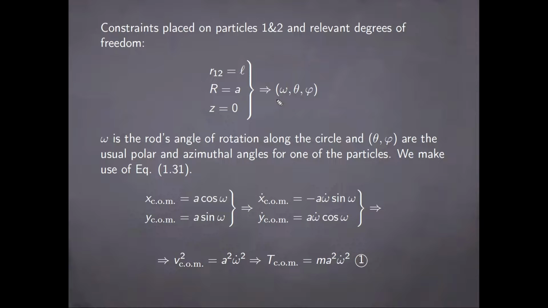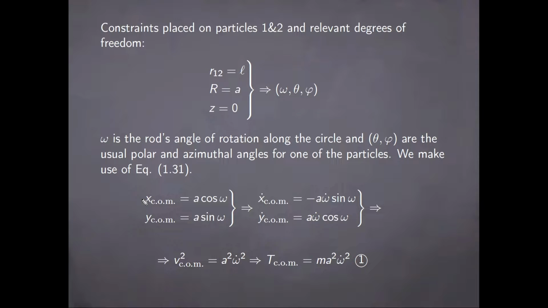As such, the degrees of freedom are the three angles listed here, with omega being the rod's angle of rotation along the circle, and theta and phi are the usual polar and azimuthal angles for one of the particles. Then we make use of equation 131, which stated that the kinetic energy of a system of particles can be decomposed into a term providing the kinetic energy of the center of mass and a term providing the kinetic energy of motion about the center of mass.